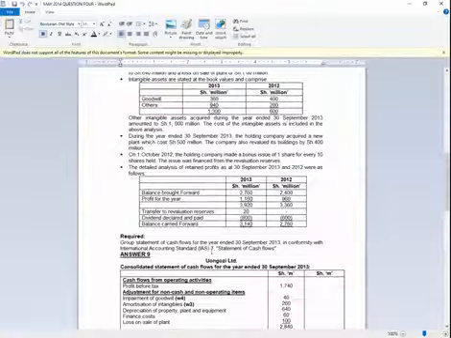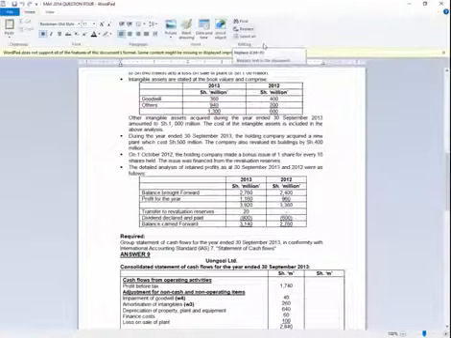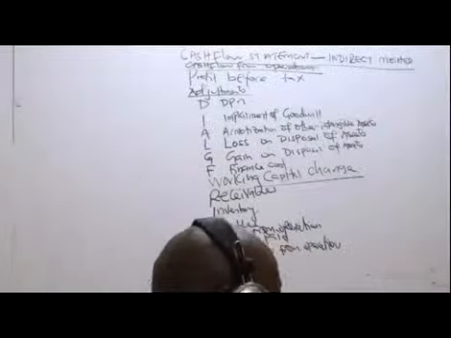This examiner never told us to use the direct method. He's silent. And whenever he's silent, we shall always, ladies and gentlemen, use the indirect method.